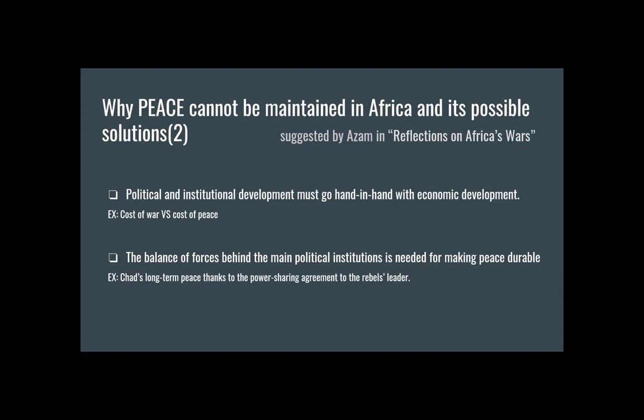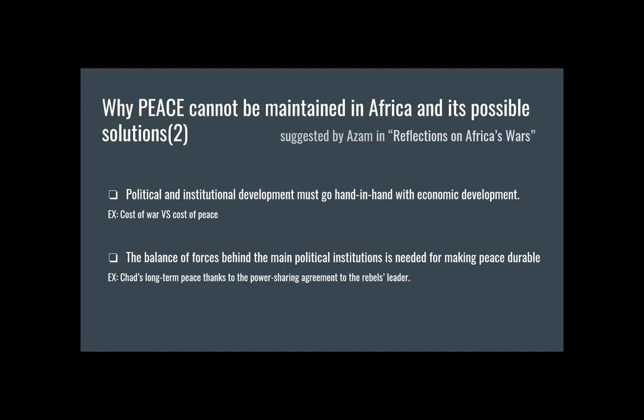Rebels would have a low opportunity cost of fighting, and the expected returns from war may be greater than keeping peace. This might be prevented by efficient redistribution from governments to rebels. However, weak institutions lack the efficiency to do so. In the end, to maintain long-term peace, according to Azam, the balance of forces behind political institutions plays a key role in making peace durable.